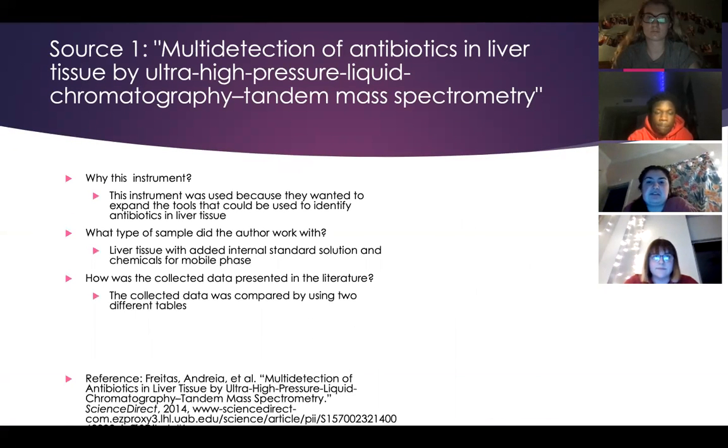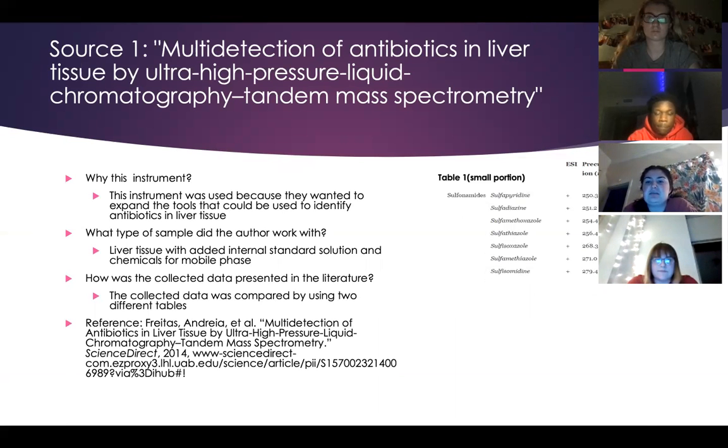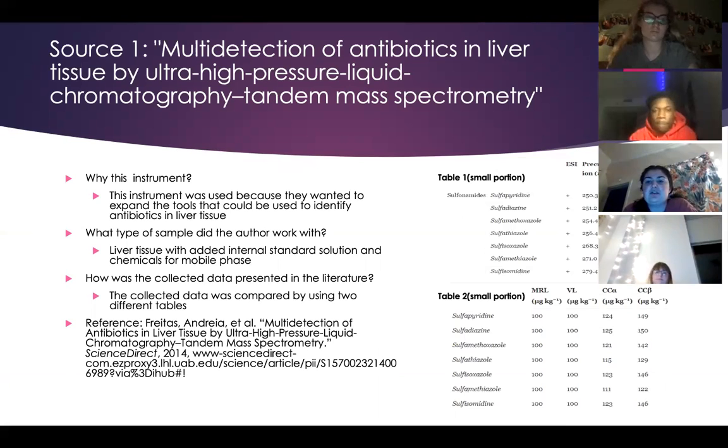Our first source is called the Multi-Detection of Antibiotics in Liver Tissue by Ultra-High Pressure Liquid Chromatography Tandem Mass Spectrometry. This specific type of HPLC used here is a technique that combines the separation capabilities of liquid chromatography with the mass analysis capabilities of mass spectrometry.